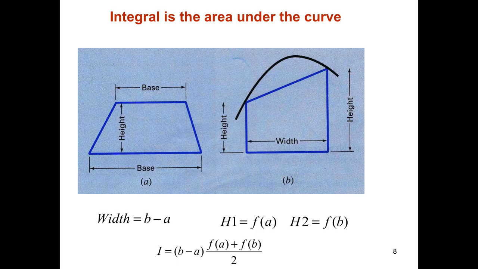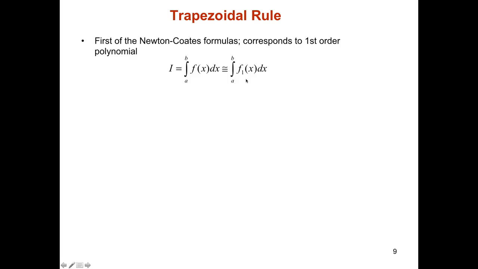you will get that the area is this difference, b minus a, times the average of these two values. And that's simply the formula for the area of a trapezoid. So the simplest thing would be to replace this integral from a to b of f of x dx by this first order approximation to f. This is the line that I fitted under this.